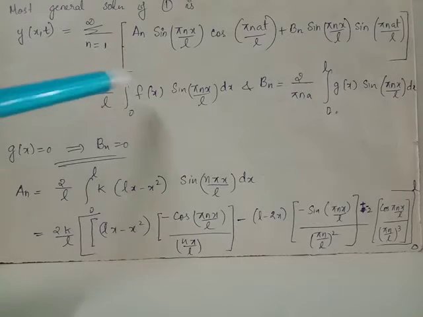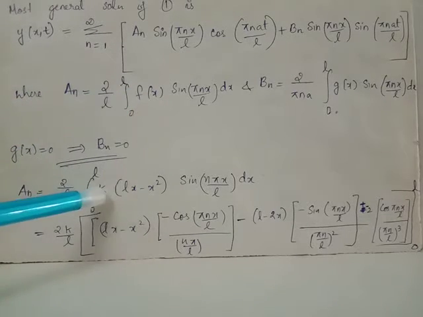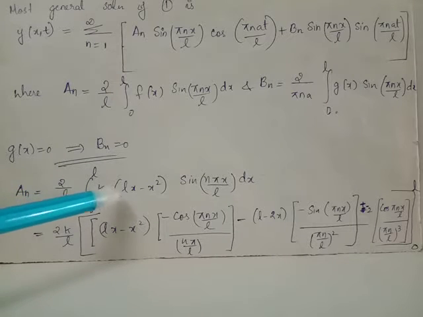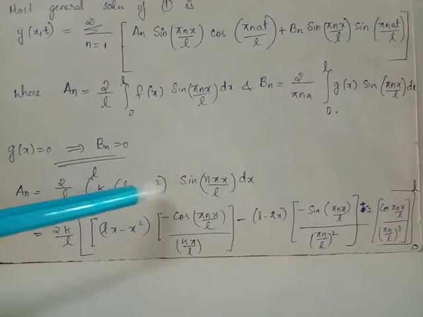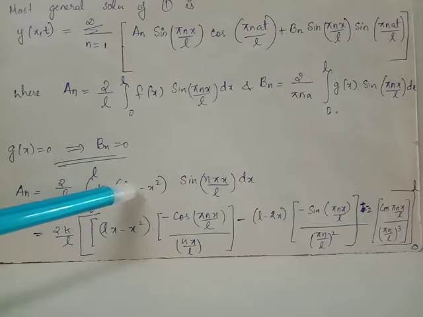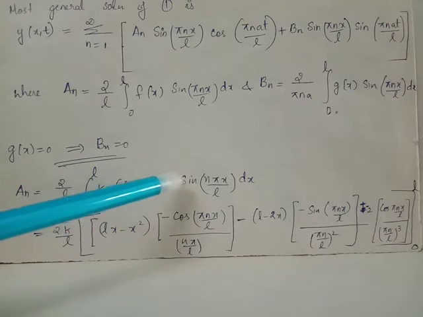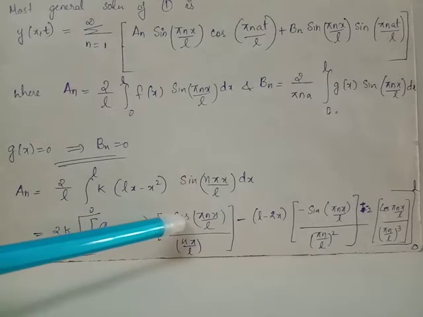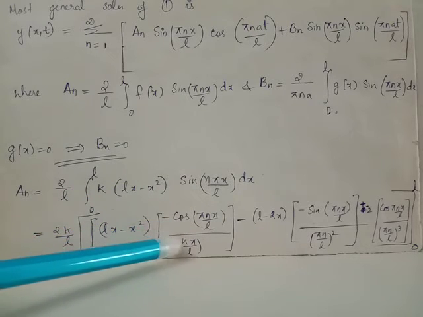We will make use of this formula where f of x equals k times (lx minus x square). K is taken outside the integral and we will use integration by parts to integrate this integrand. In this process, the first function is written as it is. The second function, sin(pi n x by l), is integrated, which will give negative cos(pi n x by l) divided by n pi by l.